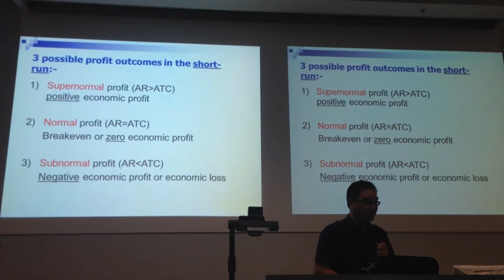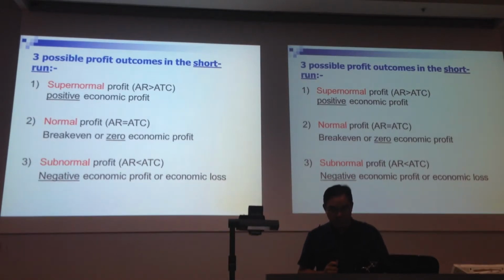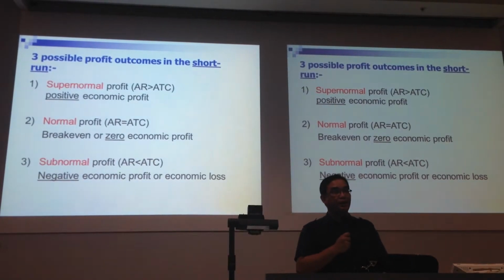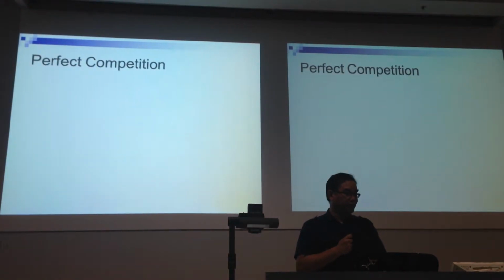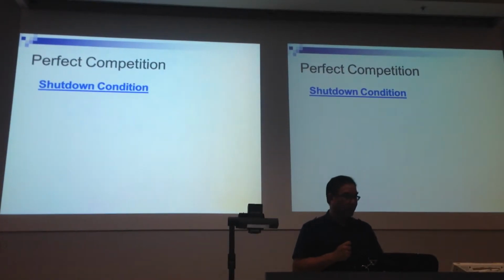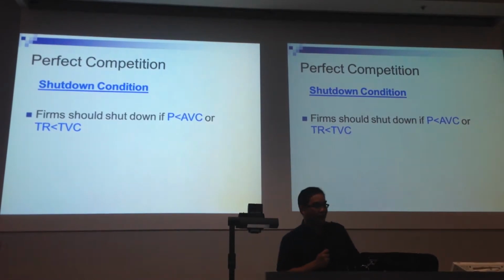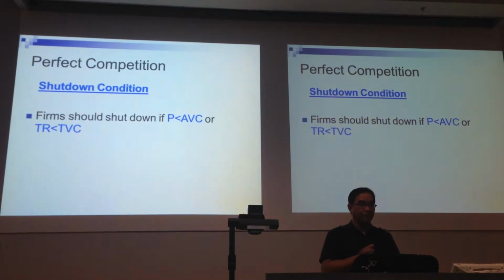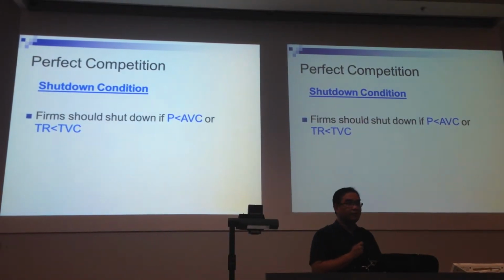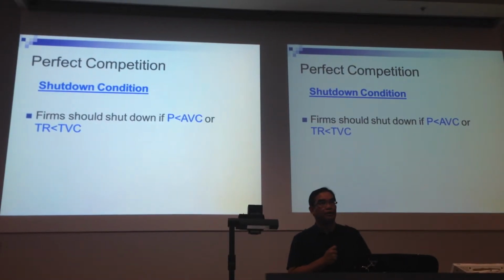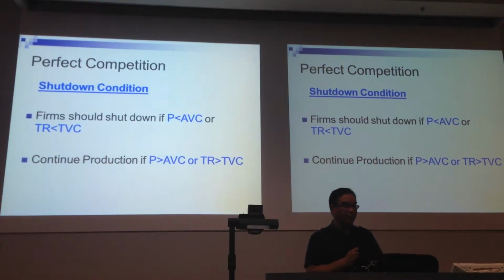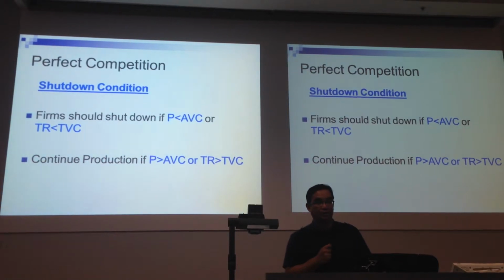Now, if the firm is earning subnormal profit, meaning that it is incurring losses, it may need to shut down. Right? So the shutdown condition would be when the price is less than AVC, or when total revenue is less than total variable cost. But if you continue production when price is greater than AVC, or total revenue is greater than total variable cost.